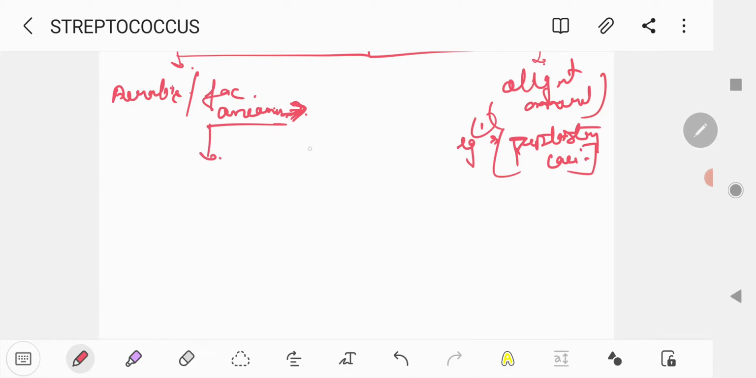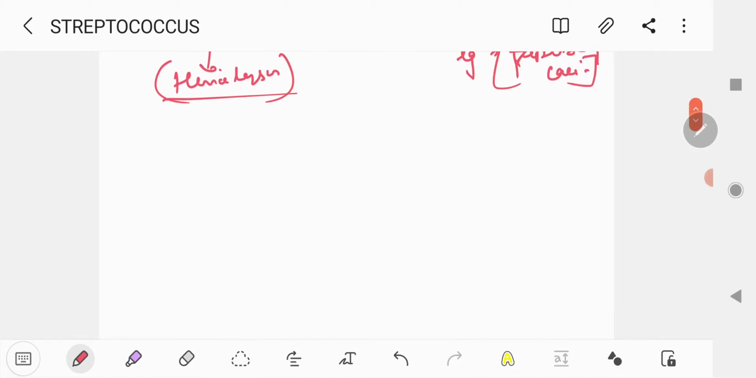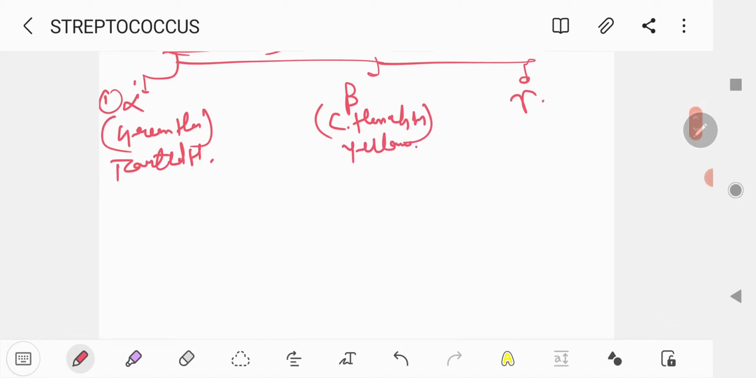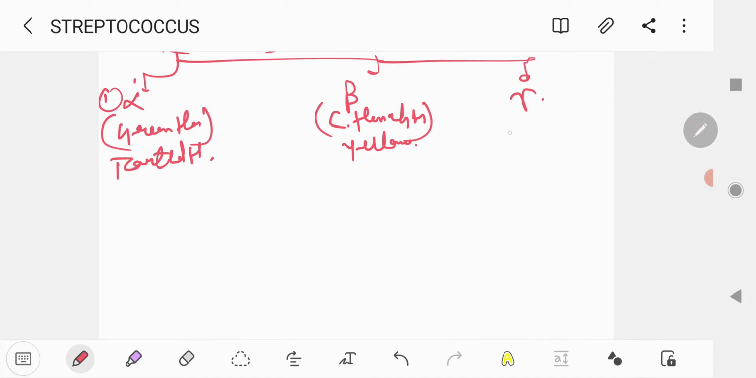Okay. So in the aerobic we classify it on the basis of hemolysis. In hemolysis, we all know that there are three types: first is alpha, second is beta, third is gamma. Alpha hemolysis in the blood shows green color, it is a partial hemolysis. In beta hemolysis it is complete hemolysis, shows yellow color. And in gamma hemolysis, actually we don't have any hemolysis here.